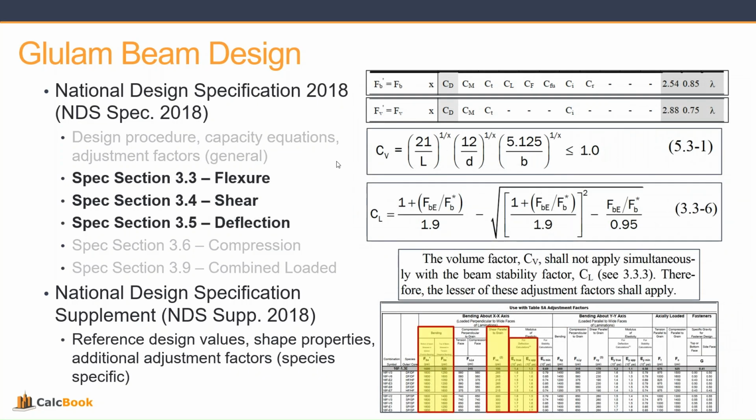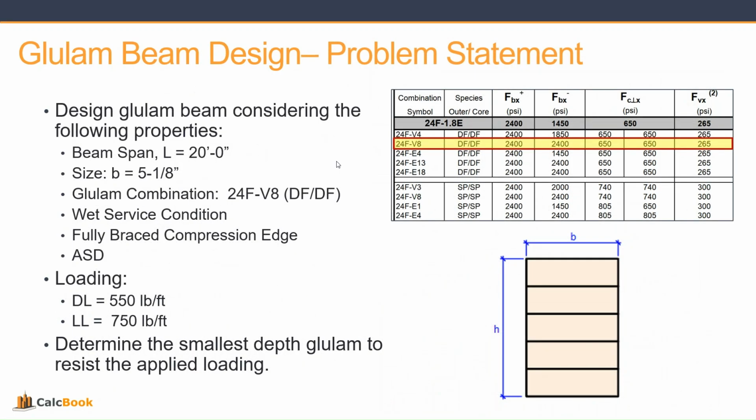So for this design example, we're going to be using the flexure, shear, and deflection section for the Glulam, and it's slightly different than the timber or the sawn lumber section. We have this C_V factor that we have to take a look at, and there's a couple other things that we'll be looking at as well, but let's go ahead and take a look at our problem statement.